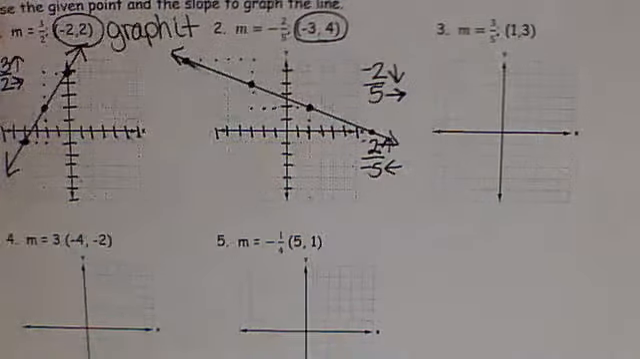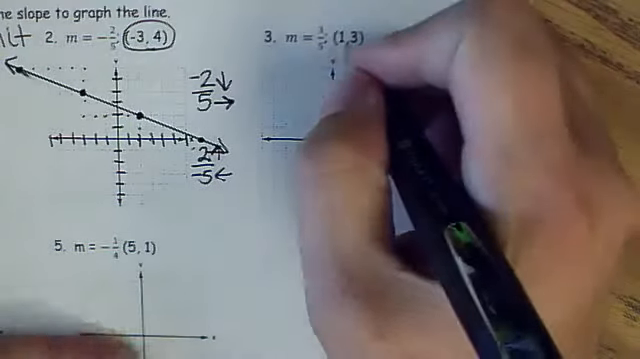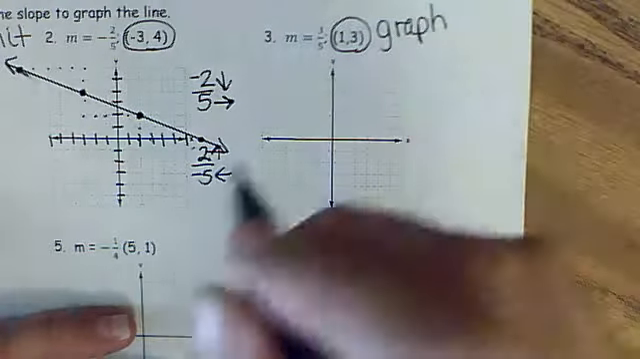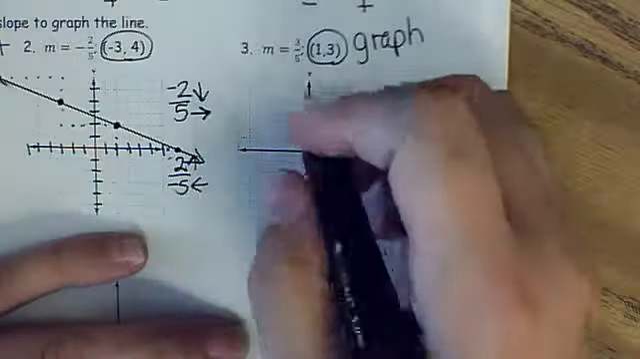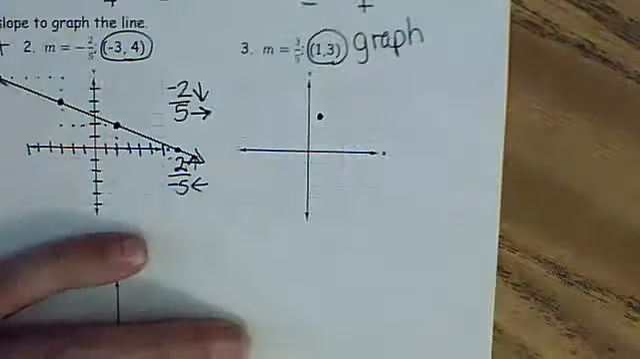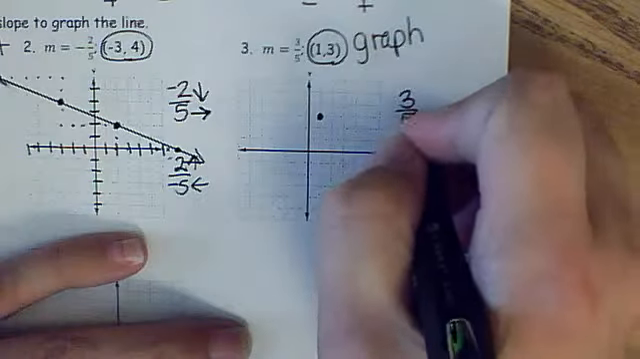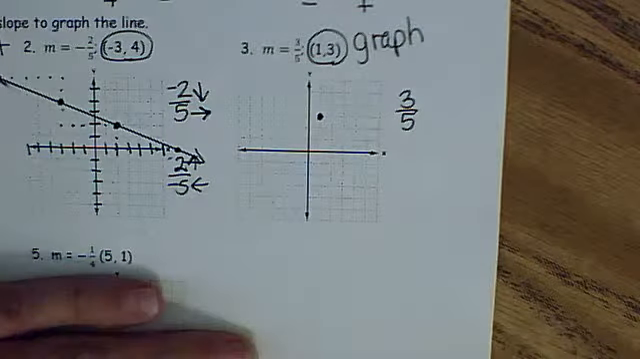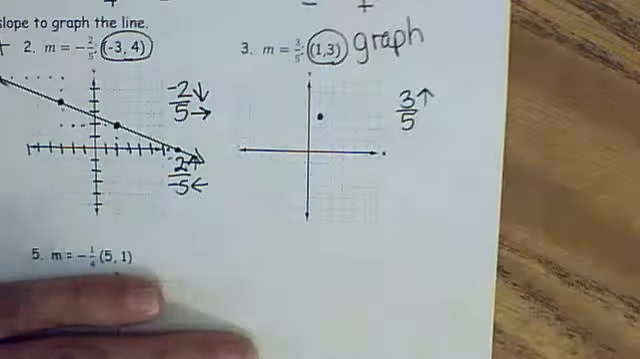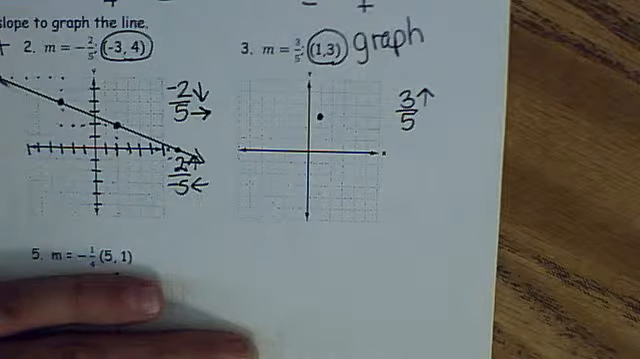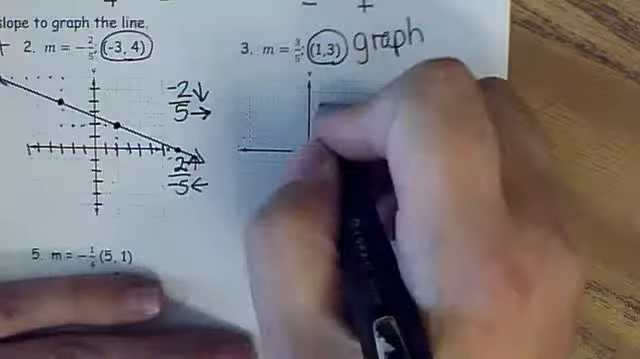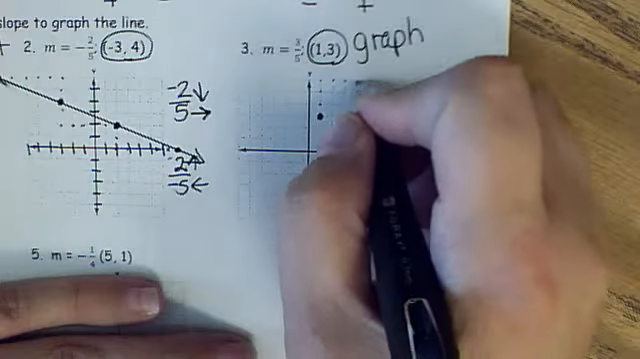Okay. So number 3, m equals 3/5, and we have the point (1, 3). So we're going to graph (1, 3), just like we have been. Plot that point. That has to be your starting point. So (1, 3) means go over 1 and up 3. And m of 3/5. Remember, m is slope, and it's how we move. The 3 on top means to move up 3. The 5 on the bottom is positive, so it means to go to the right. So I'm going to move up 3, 1, 2, 3, over 1, 2, 3, 4, 5.